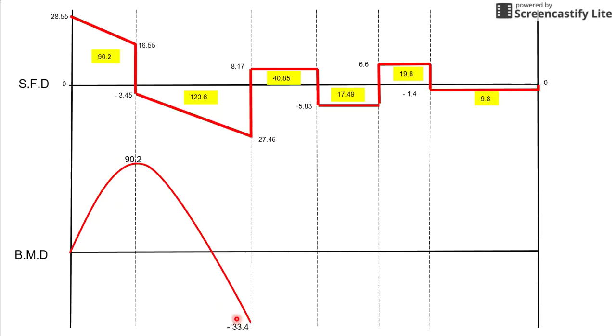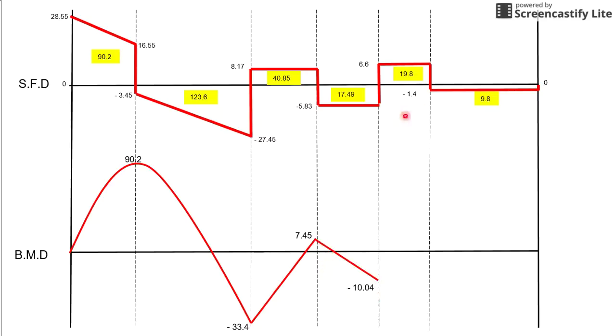And the next point is at 40.85. This is a positive 40.85 because it is above this origin line. If it's below, it's negative. So it's positive 40.85. So you take negative 33.4 plus 40.85 and you get 7.45. Then the next point is negative 17.45. Like I said, below the origin it is minus, so 7.45 minus 17.45 will give you answer of negative 10.04.